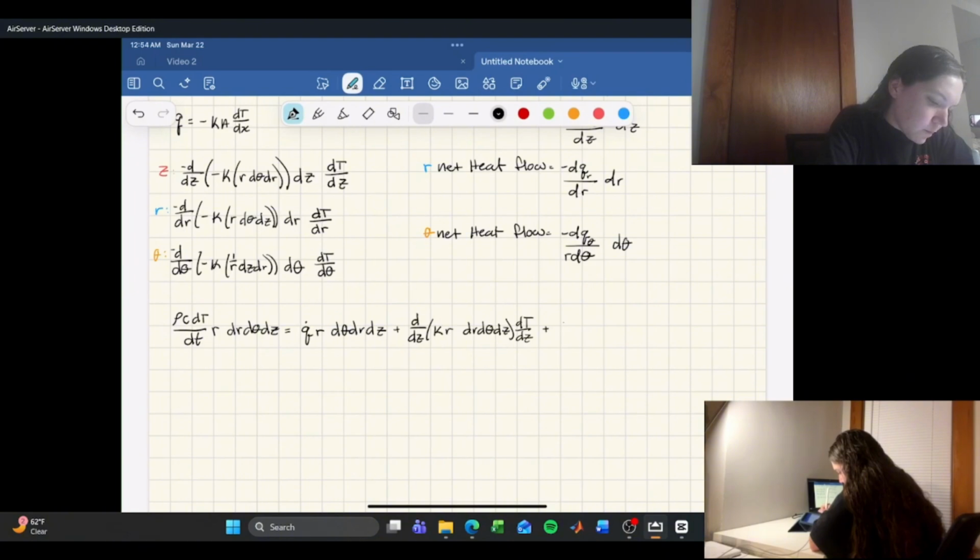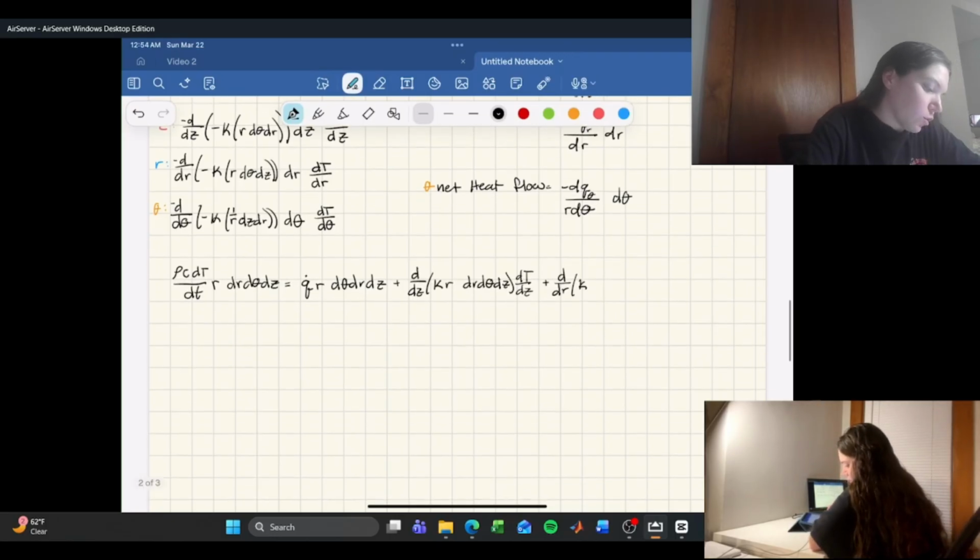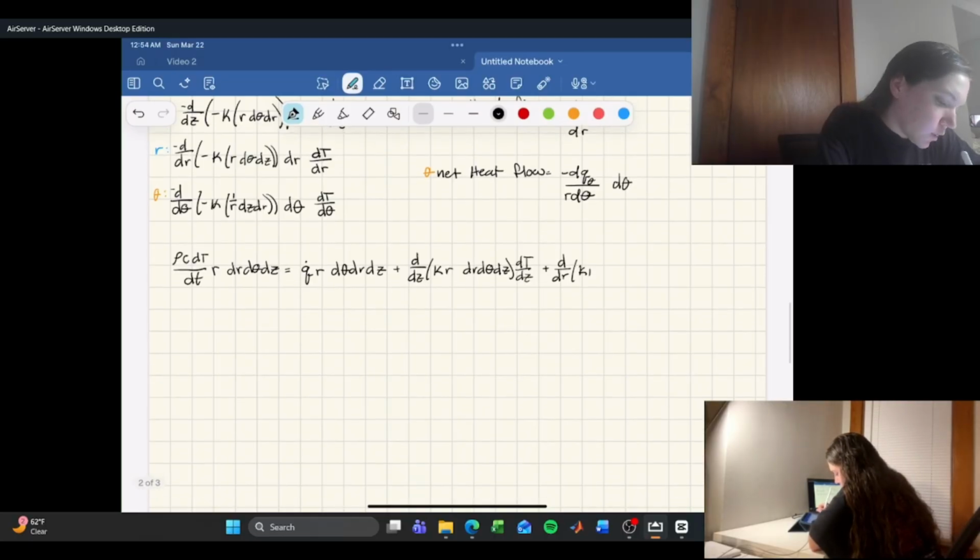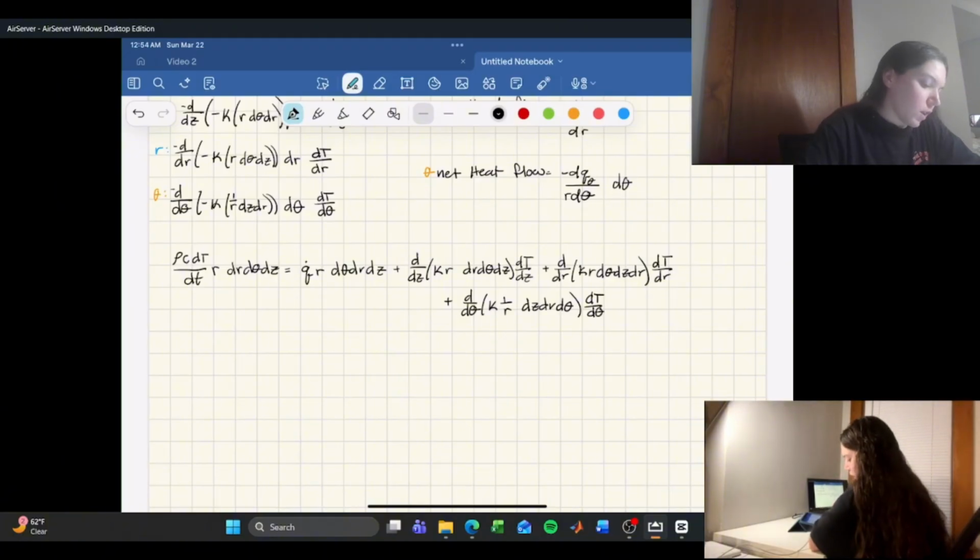That's in the z direction. This is going to be in the r direction. So this is the thermal conductivity times the radius times the volume times the change in temperature over change in position in the r direction, plus d over d theta times the thermal conductivity times 1 over r, and then times the volume, and then this is the change in temperature over the change in theta.